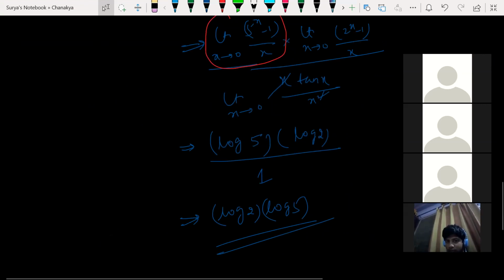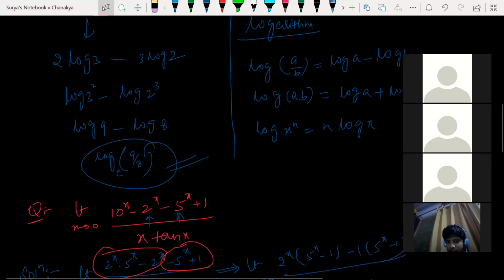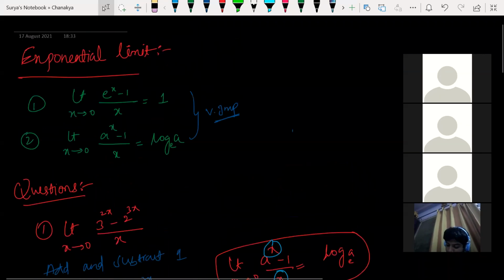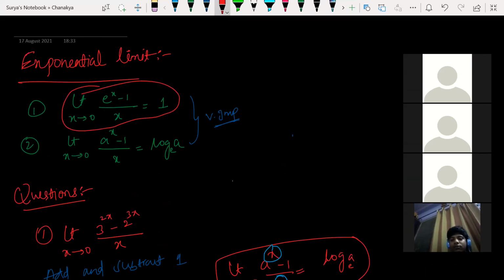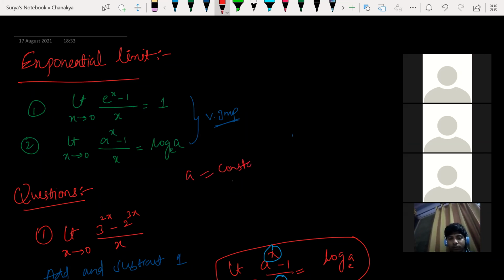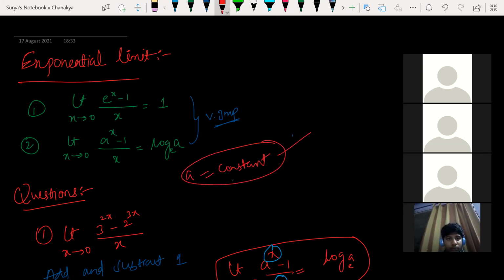Yes or no, guys? If you find anywhere in the form of e power of x, something like that, if you find this kind of formula anywhere, then you can use it simply as 1. If you find anywhere a power of x, a means constant here. A is equal to some constant. All right. A is constant.